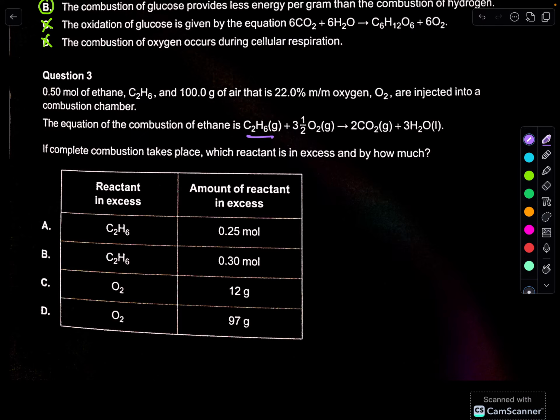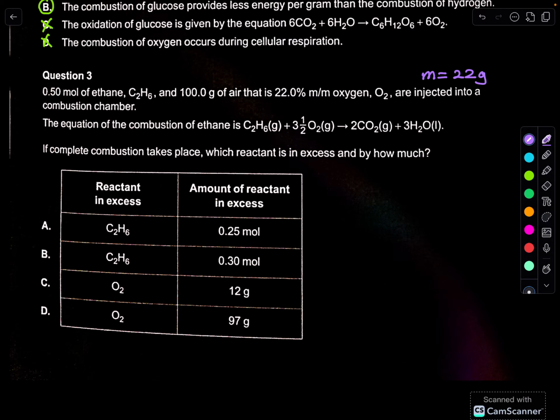So we know the mole of ethane is 0.5, but what about the mole of oxygen? Now be careful. This is giving me a hint. So this is saying, hey, 22% mass per mass. So mass divided by mass equals 22%, which is 0.22. What's the total mass of that air? We know that it's 100 grams of that air. So 100 times 0.22 gives me a mass of 22 grams. Basically, we only have 22 grams of oxygen. That's what it means. So 22 grams of mass of oxygen in 100 grams of air.